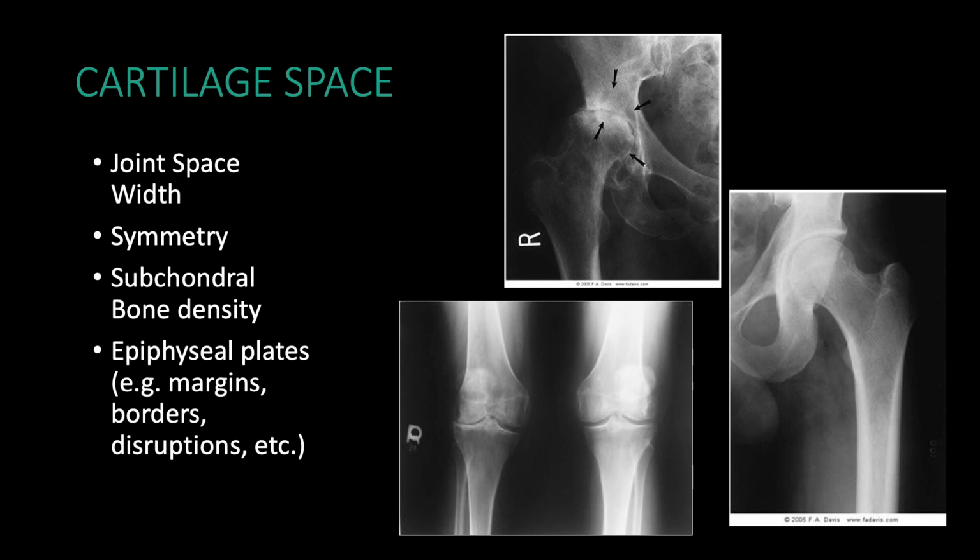We have to compare that with our clinical history and clinical exam. Looking for symmetry here, if you compare these, what does the symmetry look like? What does the bone density look like? And then with growth plates, in some cases, you'll need to be looking at those as well, making sure those are intact and in good shape. We don't want to see disruptions or separations of those.